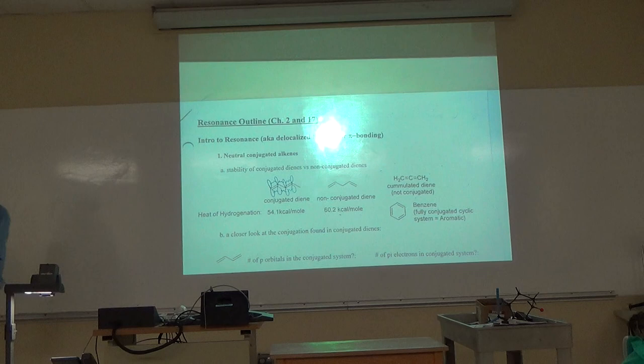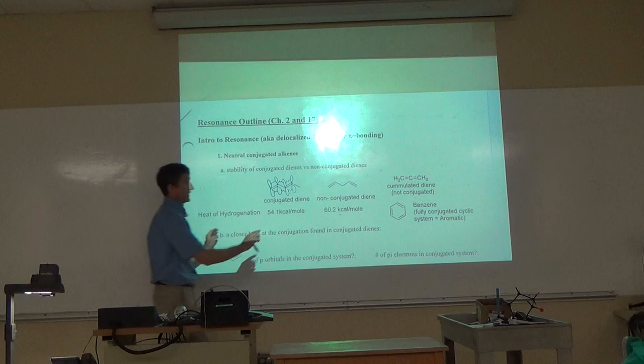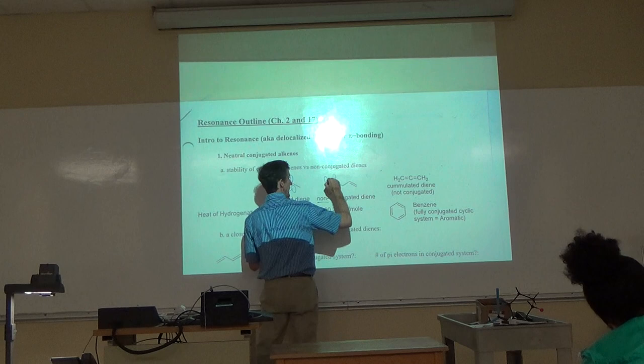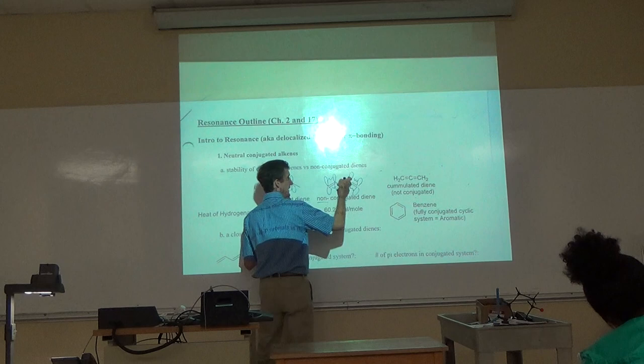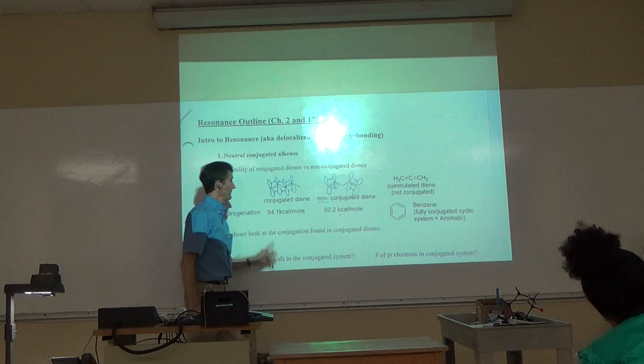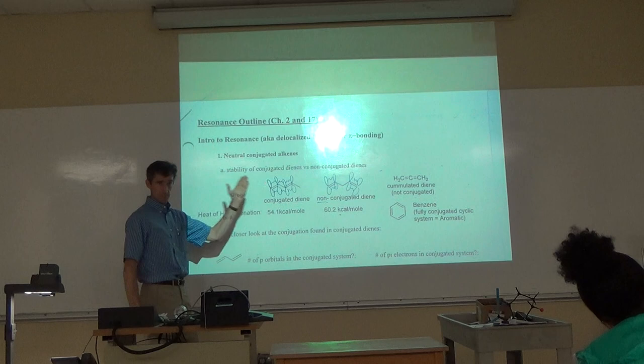What about over here? Are these two conjugated? No. Well, we already see that it says none. But why not? Is this pi system lined up and interacting with that pi system? No. This really becomes one pi system of four sort of toy soldiers lined up there.